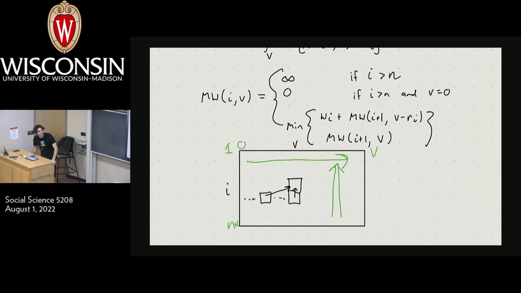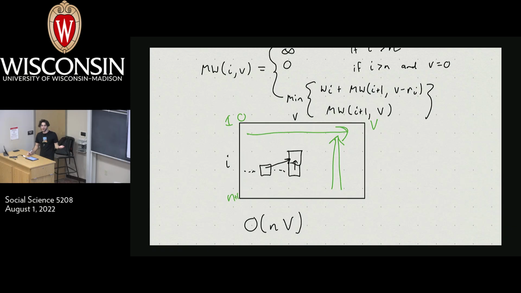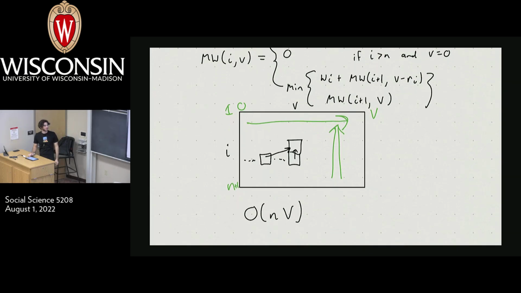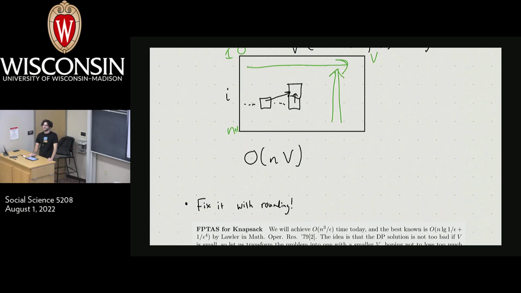So working out those DP muscles again. Like I said, what's the running time going to be? Well, clearly it's O of n times V, right? So there's n possible values of I, there's capital V possible values of V, and we just do a constant time min for each subproblem, so that's the total runtime. And this is pseudo-poly time. It's not efficient, but we can fix it with rounding.